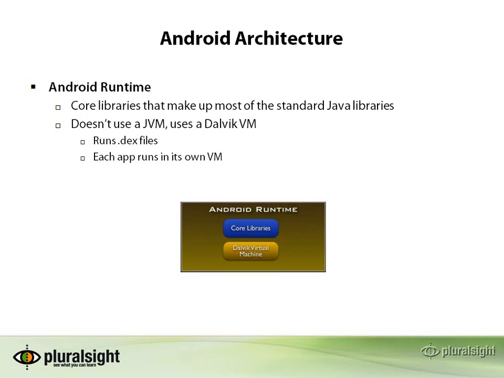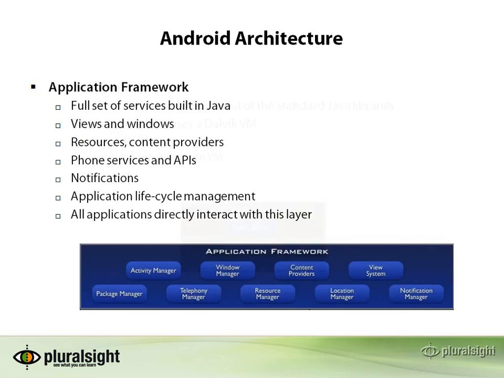This can be a little bit confusing at first, but the basic thing to understand here is that it looks like the JVM, it feels like the JVM, but there are some differences, so you do need to be aware. And at this layer, one important thing to note is that each app is going to run in its own VM. That's actually one of the reasons why they had to create the Dalvik VM, to optimize it to run on a mobile device and to allow all these different VMs to spawn, one for each application.